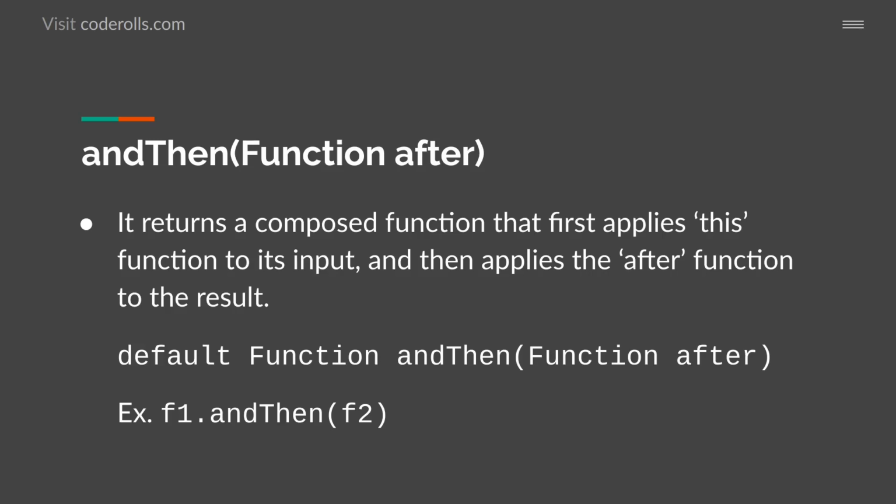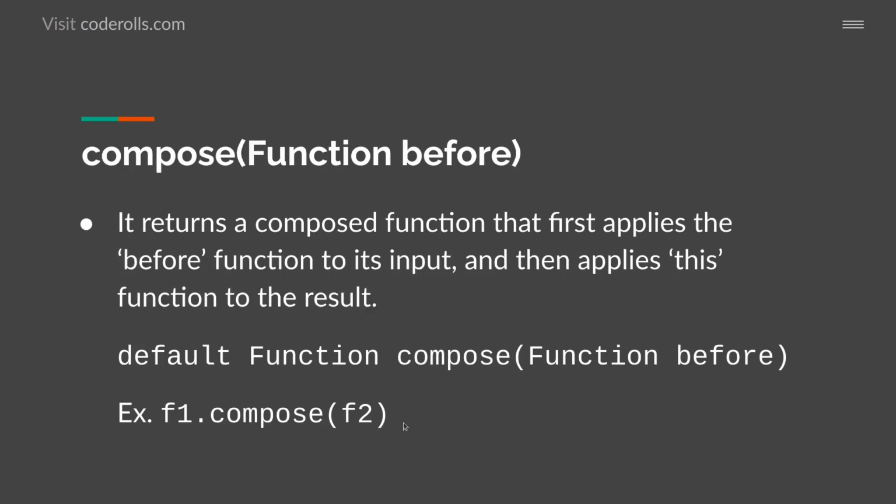So now we will see the andThen method. It returns a composed function that first applies this function to the input and then applies the after function to the result. You can see the definition below. It is returning one function and it accepts one parameter, after. And in the example, I have given f1 andThen f2. So first f1 will apply to the input and then f2 will be applied to the result of f1.